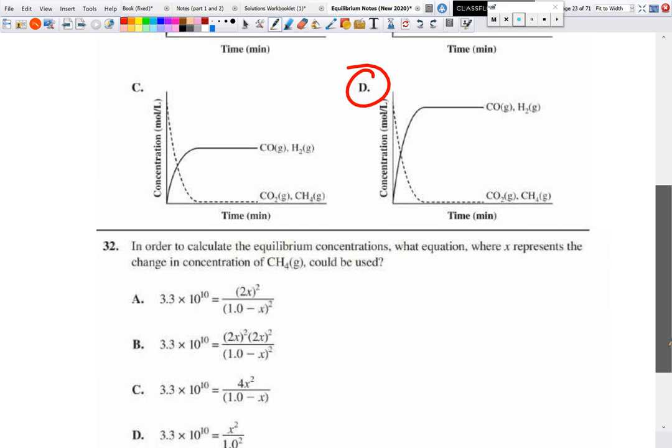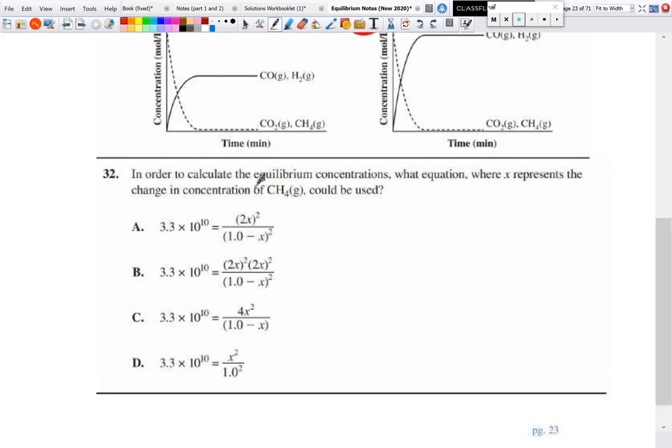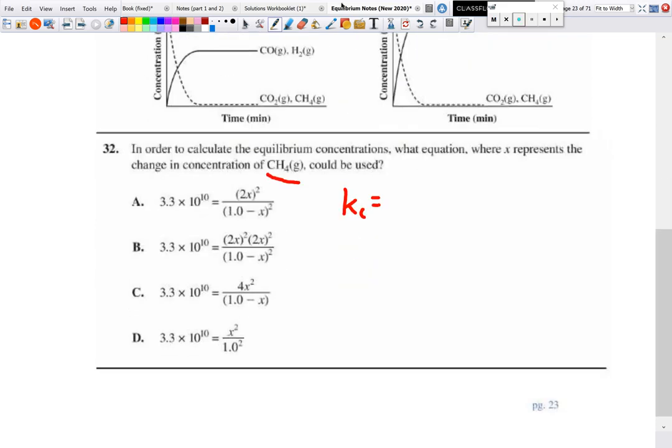And finally, last but not least, sorry, this isn't the last one, but another one here. So in order to calculate the equilibrium concentrations, what expression, where X represents the change in concentration, so CH4 could be. So of course, as we know, for this one right here, if you look at what we had right here, you will kind of need to do a mock ice table for our reaction, and you could potentially not do the ice table, but it helps. Alright, so our ice table, our reaction was CH4 plus CO2 producing CO plus H2, with coefficients 1, 1, 2 and 2.